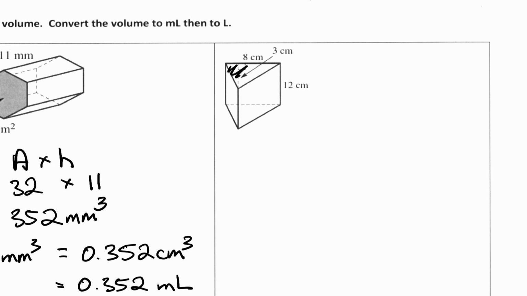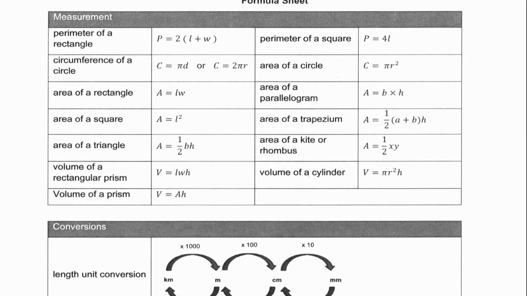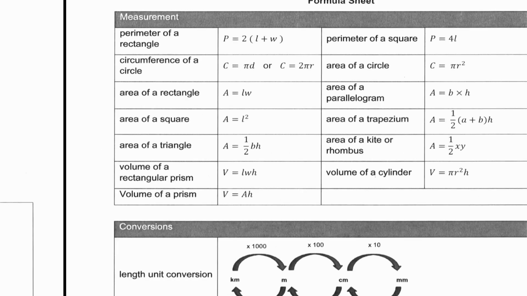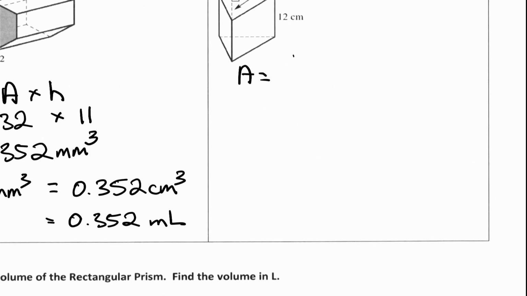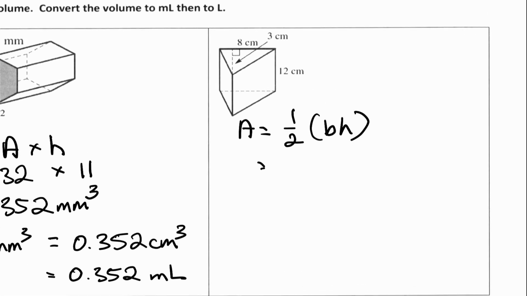This one hasn't given us the area. It hasn't already found the area for us, so we will have to find that. So the area is this triangle here, which has a base of 8 and a height of 3. And the formula for the area of a triangle is half base height. So that is area equals half BH, and the base was 8. The height was 3, which gives us 12 centimeters squared.